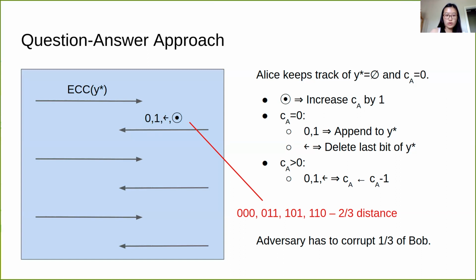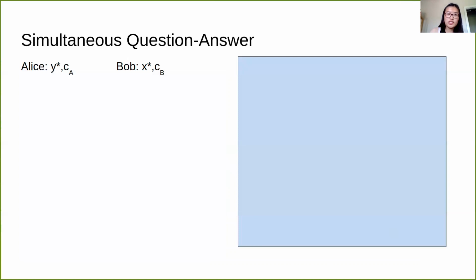However, this is only one directional, right? We only have 1/3 error resilience for Bob. And the question is, can we get error resilience 1/3 for both parties simultaneously? To do this, we're going to do simultaneous question and answering. Alice is going to have a guess y star and a counter CA as before, and Bob's going to have his guess for Alice's input x as well as his counter CB.